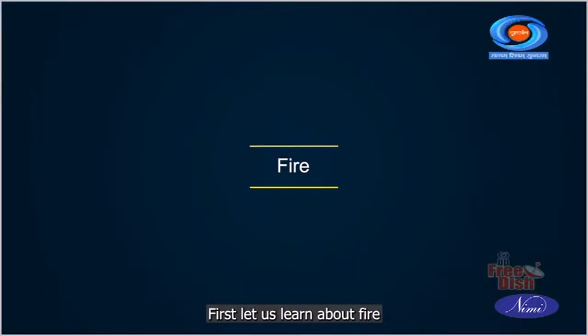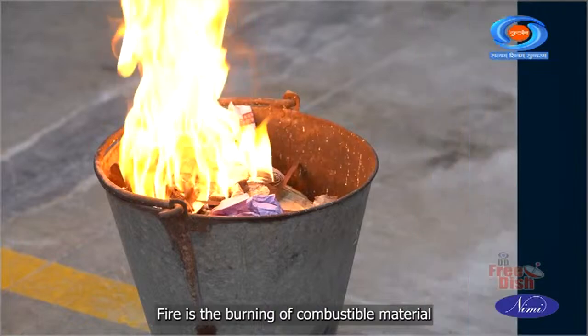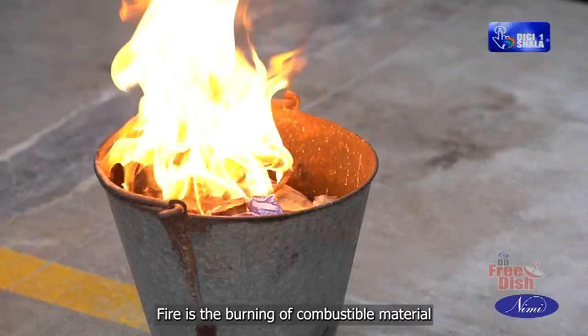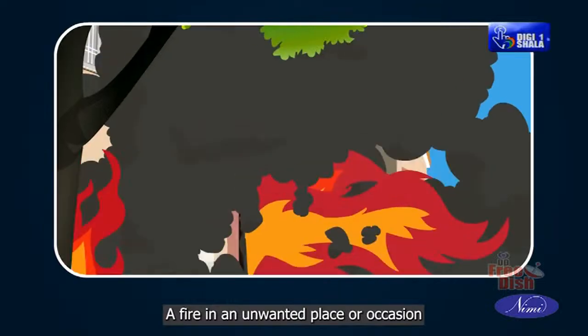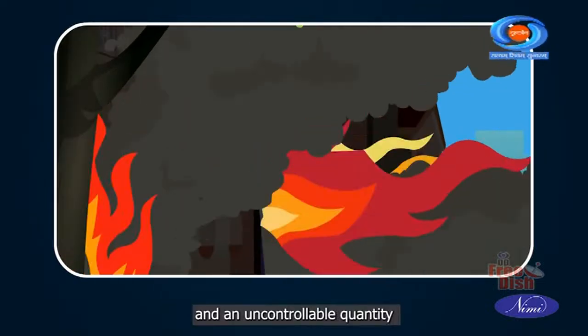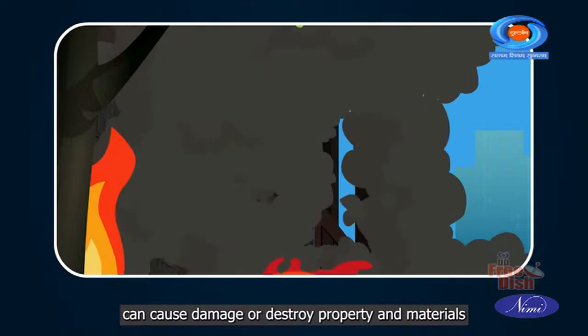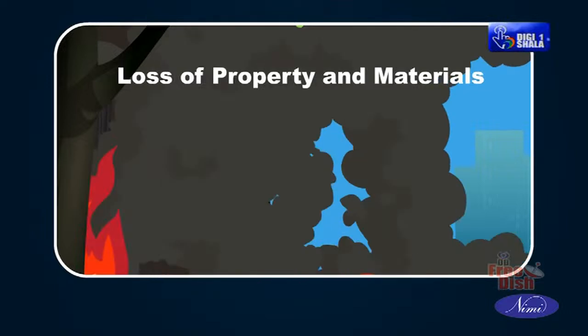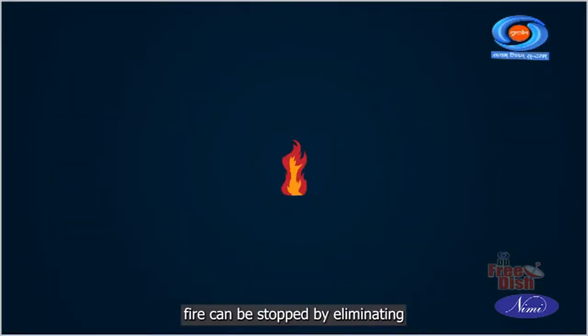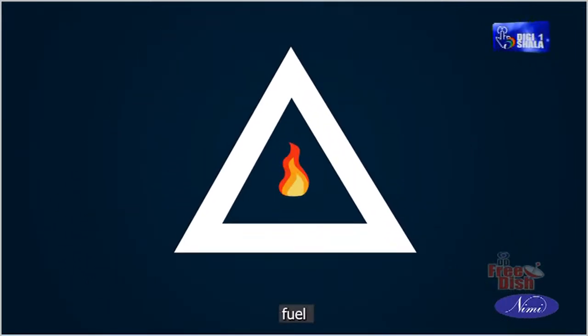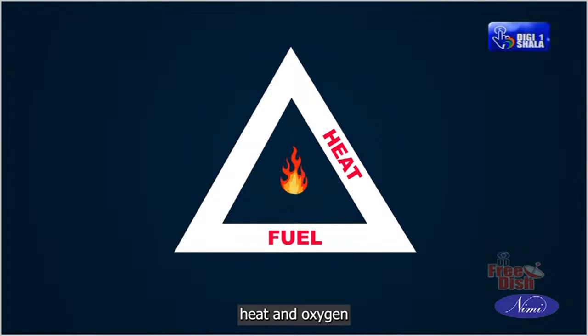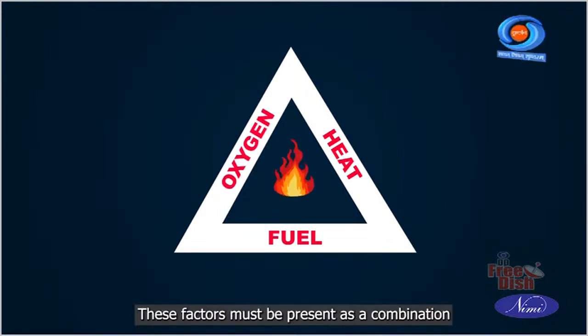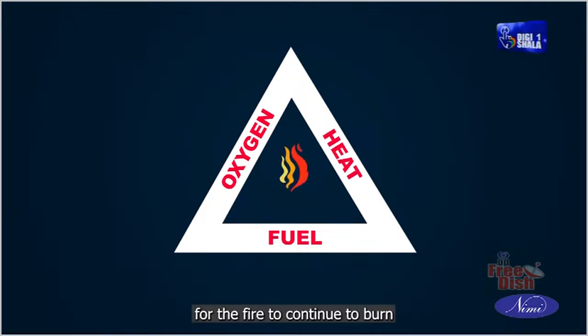First, let us learn about fire. Fire is the burning of combustible material. A fire in an unwanted place or occasion and in uncontrollable quantity can cause damage or destroy property and materials. Fire can be stopped by eliminating any one of the three factors, namely fuel, heat, and oxygen. These factors must be present as a combination for a fire to continue to burn.